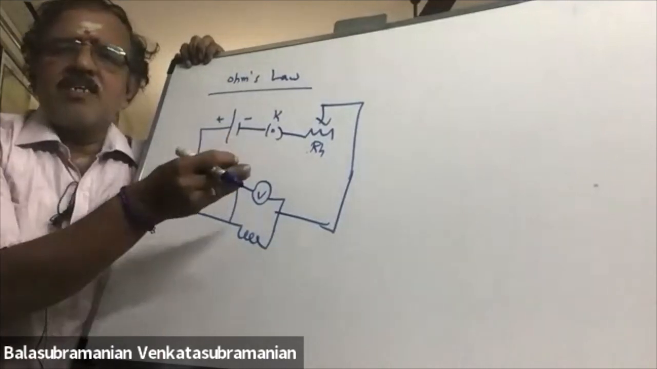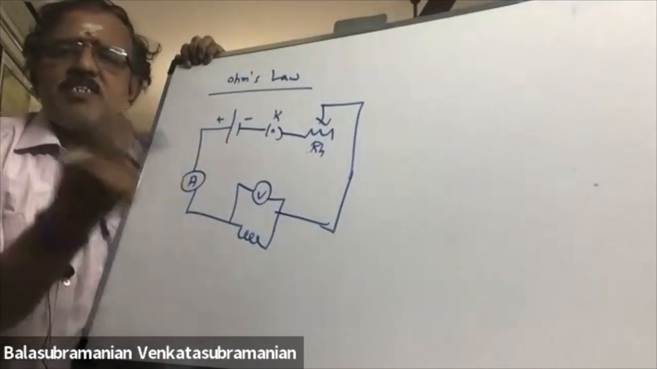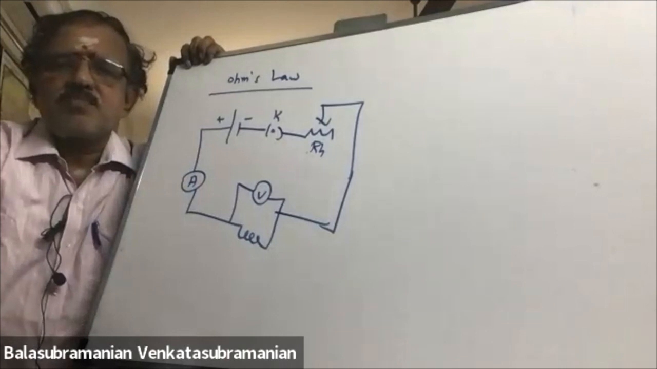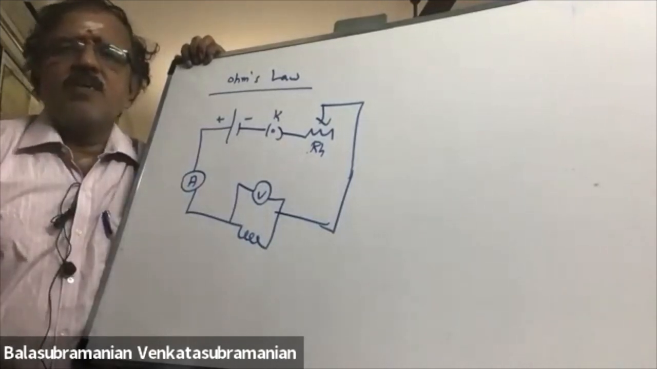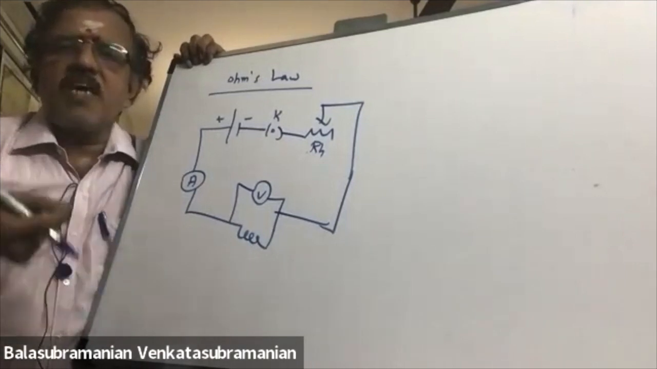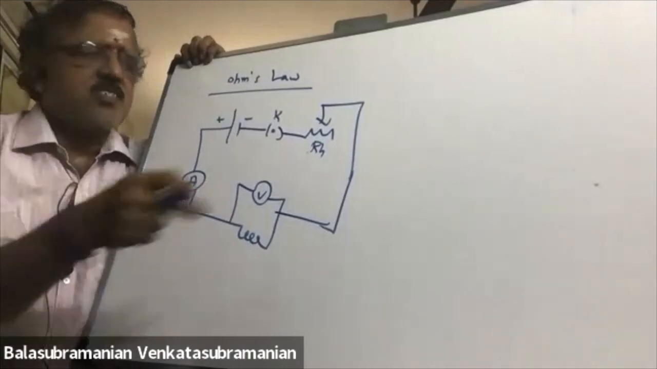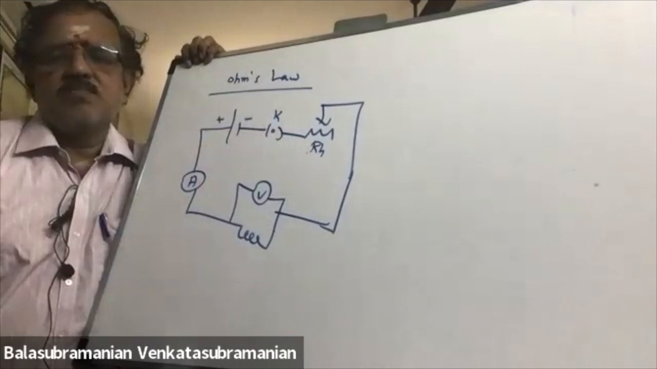If you use a normal resistor, 1 ohm, 2 ohms, it is a fixed value. Then only one reading I can take, that's all. If I want to take 5 readings, 6 readings, you have to vary the resistance. For varying the resistance, they are using rheostat.